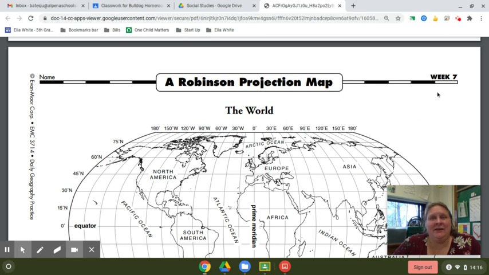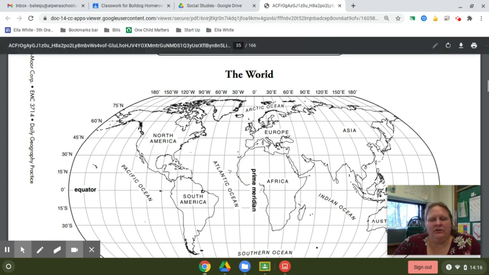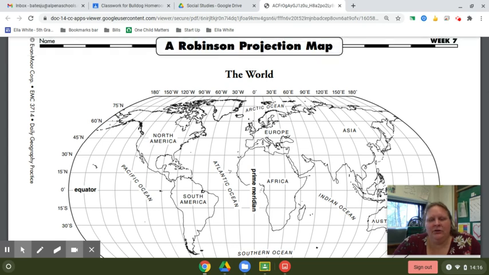All right, for week 7, we're going to take a look at a Robinson projection map. And this map is a map of the world. Now, there's only one type of map that can show the Earth accurately, and that's a globe. A globe shows the Earth as round with a curved surface.